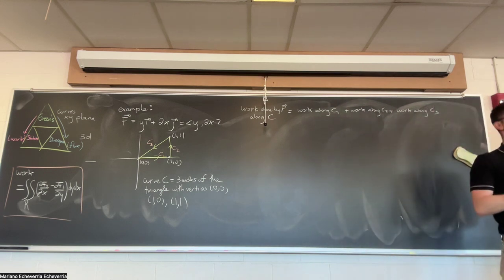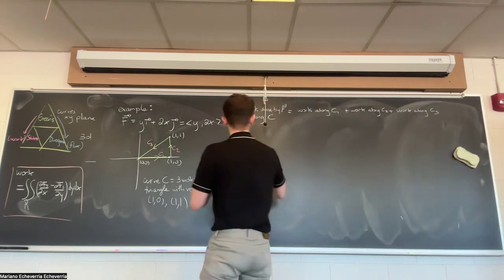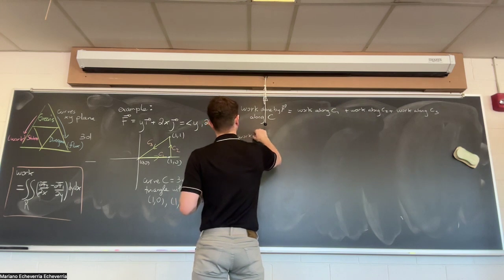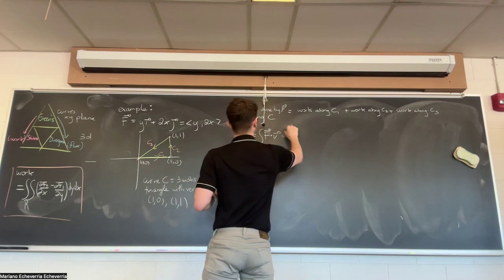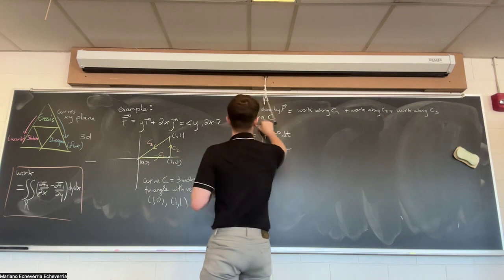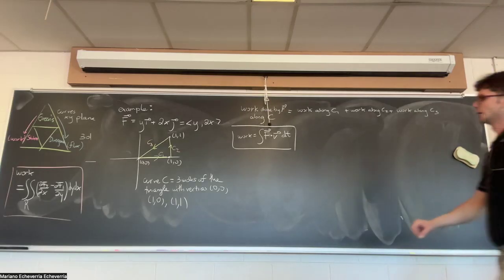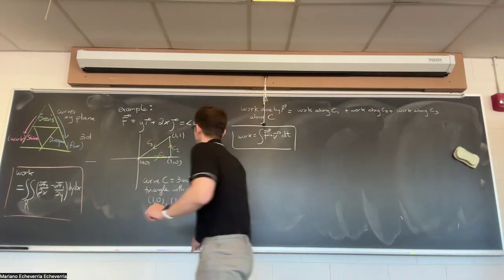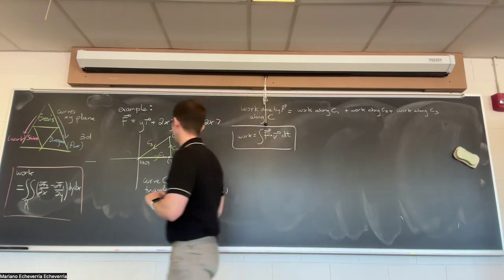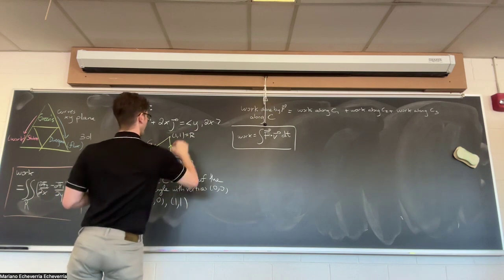Okay. What is work? Work in general, this is the definition of work that we have been working with. The work is the dot product between the force and the velocity of the curve, right? So let's start with curve one, the first segment of the triangle, and let's call the vertices P, Q and R, okay?